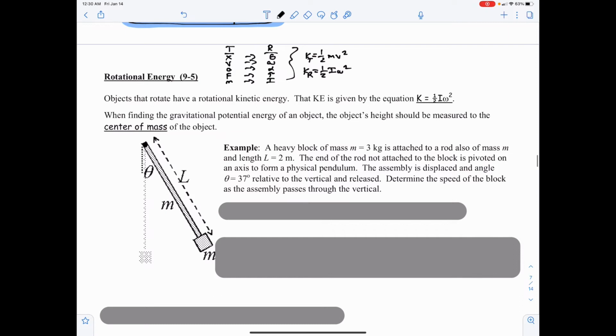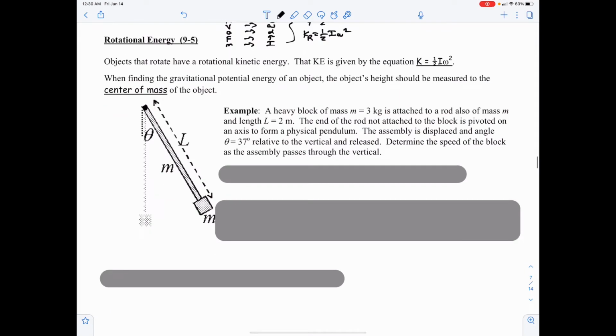Okay, when finding gravitational potential energy of an object, the object's height should be measured to the center of mass of the object. Okay. So in this example, we have a heavy block of 3 kilograms attached to a rod of mass m and length 2 meters. The end of the rod is not attached to the block. It is pivoted on an axis to form a physical pendulum. The assembly is displaced at an angle of 37 degrees relative to the vertical and released. Determine the speed of the block as the assembly passes through the vertical.